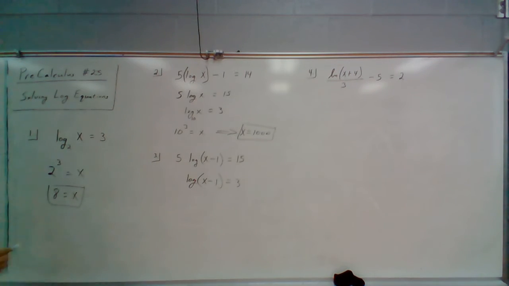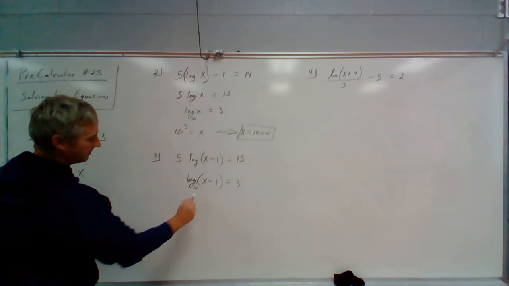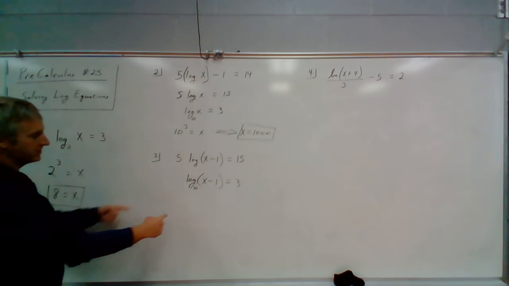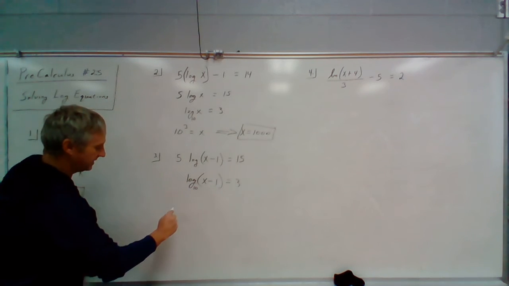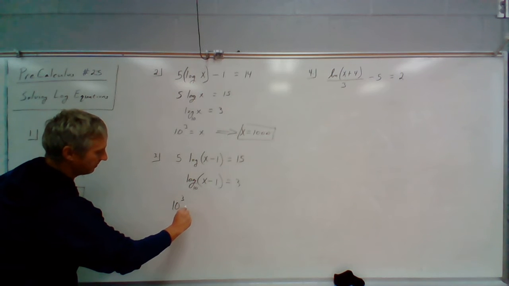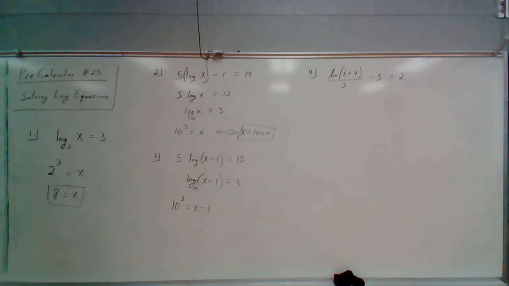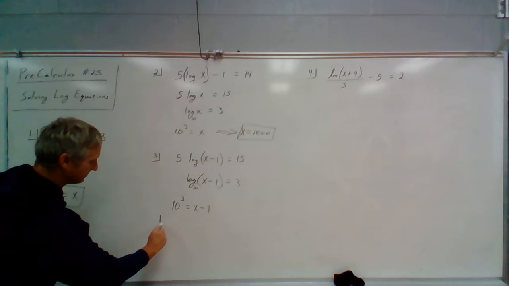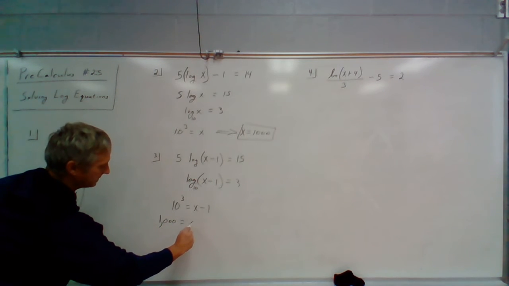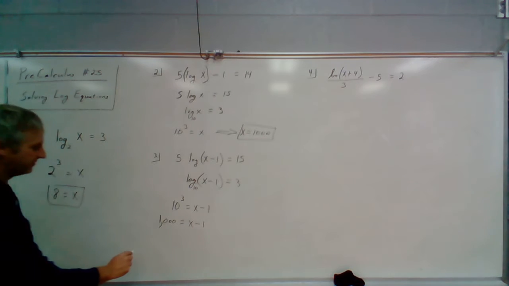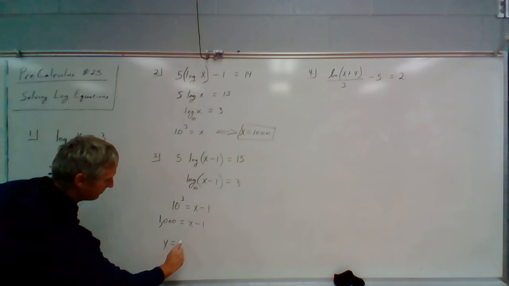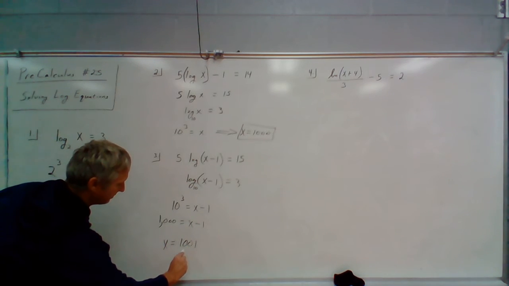Okay, again, our understood base is 10. So just use the definition of logarithm. 10 to the third equals x minus 1. Then simplify. 10 to the third, of course, is 1,000. Equal to x minus 1. Then I can add 1 to both sides. And I get x equals 1,001.